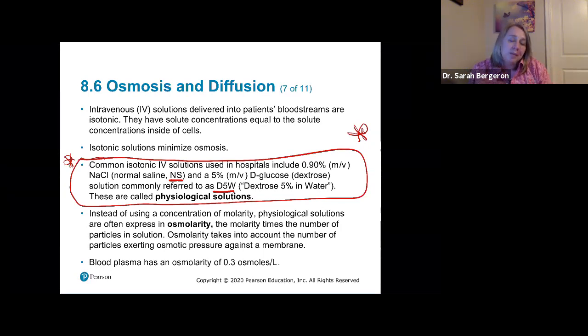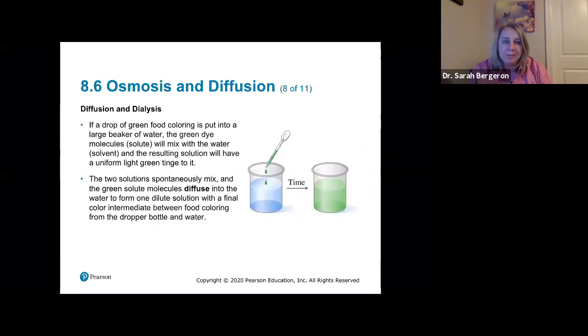Sometimes instead of expressing things in concentration of molarity, when we're talking about physiological solutions, we express them in terms of osmolarity. It's really the molarity times the number of particles in solution. So the osmolarity takes into account the number of particles that are exerting a pressure against the membrane. Blood plasma has an osmolarity of 0.3 osmoles per liter. So that's one of the things that you might see.